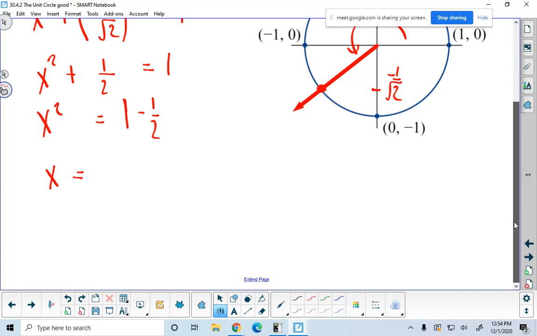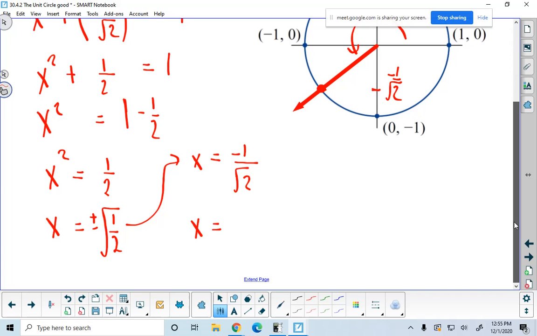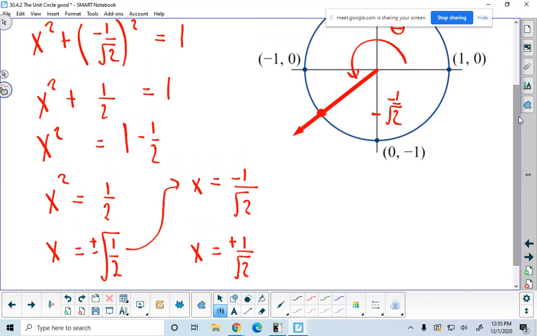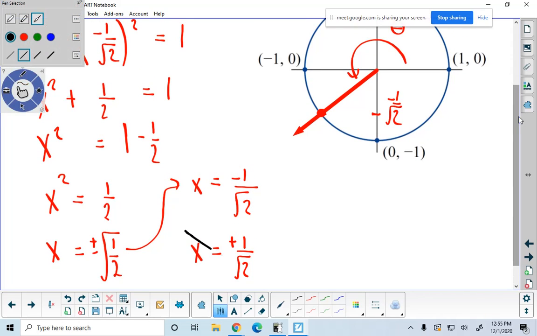So x squared is going to be equal to 1/2, which means x equals plus or minus the square root of a half. So x is equal to negative 1 over root 2 or positive 1 over root 2. I'm taking the square root of the 1 to get 1, and for the square root of 2, I leave it as root 2. Oh, by the way, this one is out because it's in quadrant 3, and in quadrant 3, x is negative. So the actual x coordinate is this.